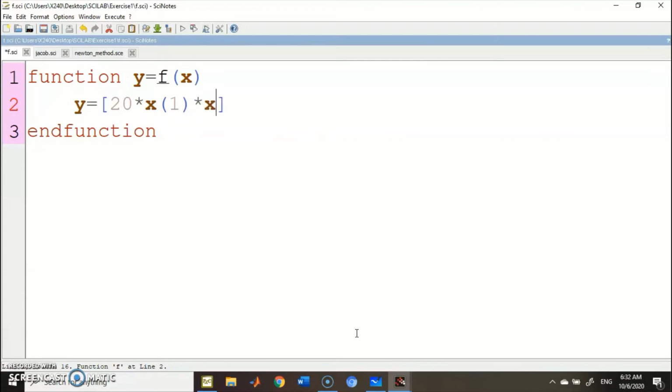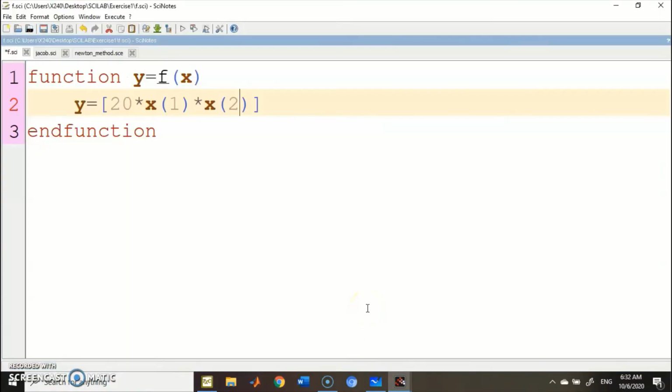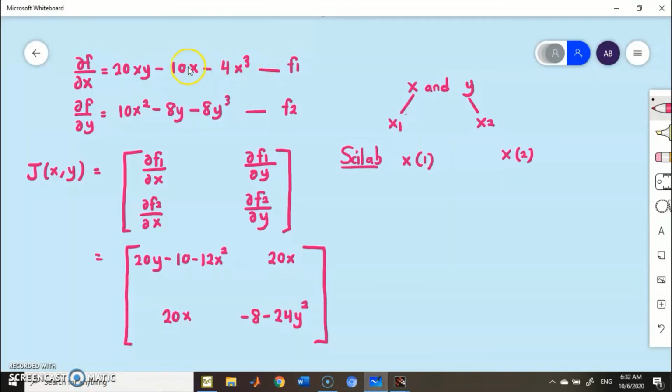So I have y equals 20 times x1 times x2. What I've done here, 20 times x1, is because my x is my x1 and my y is my x2. Continue writing them: minus 10 times x1 minus 4 times x1 power 3. Let's check: 20 times x1 x2, minus 10 x minus 4 times x power 3.